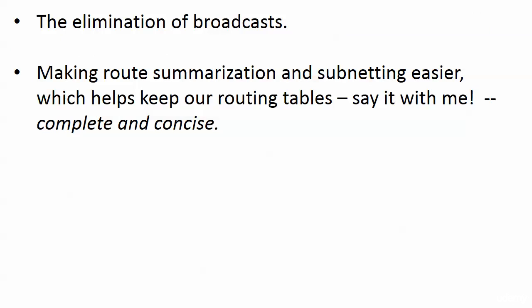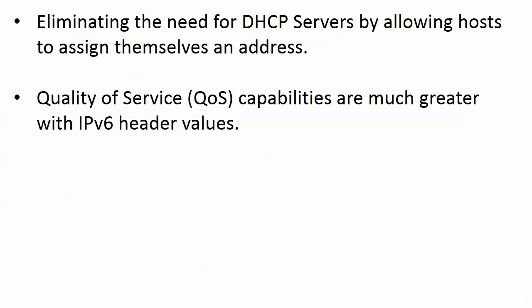Now, if you haven't done any route summarization on your job, that's fine, but I know we haven't done it here in the course yet. Route summarization is where we take multiple routes, break them down into binary, and see how we can represent them maybe with just one route. Version 6 was built for that. Version 4 really wasn't. And with subnetting, with just a little bit of us looking at that subnet ID, you could see that subnetting is a lot easier in version 6. And it really helps keep our routing tables complete and concise. We loved that. So version 6 was really built with summarization and subnetting in mind, where version 4 was not.